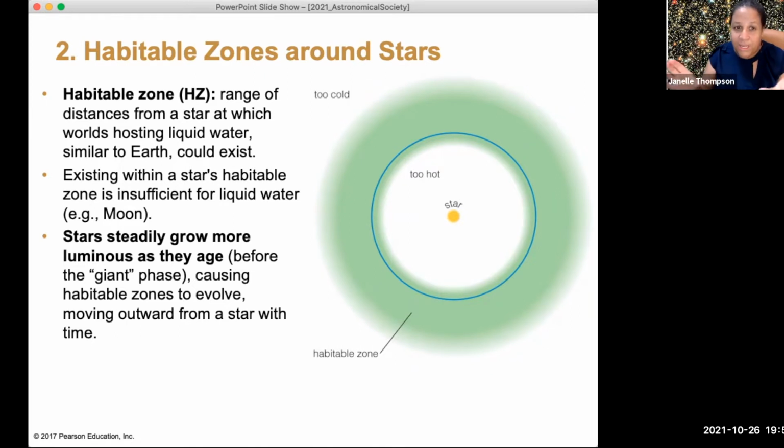A habitable zone is the range of distances around a star where worlds hosting liquid water on the surface could exist. But simply being an object within a star's habitable zone is not sufficient to have liquid water. For example, our moon doesn't have any liquid water on it, although it's in our sun's habitable zone. So you need other factors as well, like an atmosphere, the ability to retain an atmosphere to keep your surface liquid water in place. And also we can note that stars, as they age, will grow more and more luminous, which means that their habitable zones will grow outward with time.